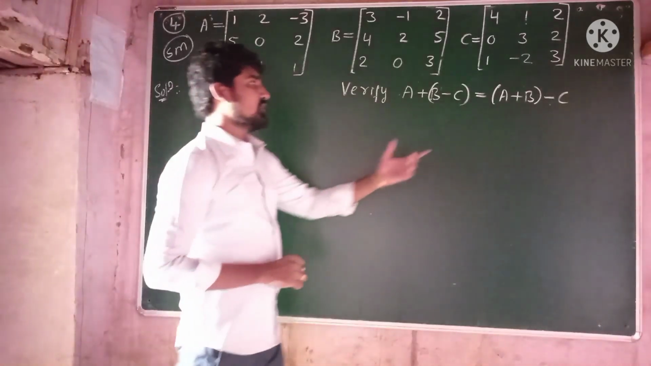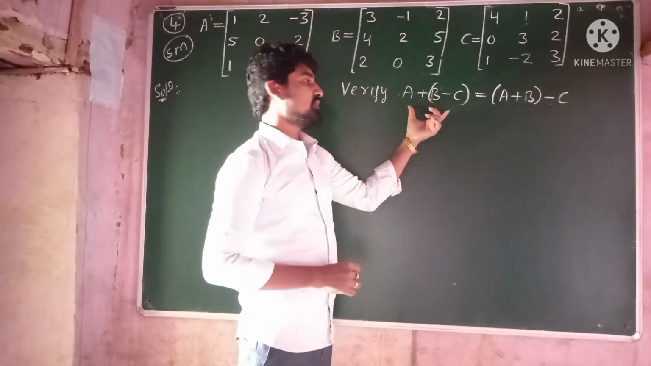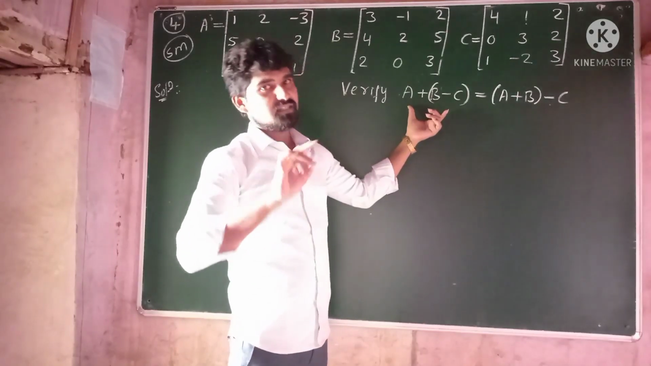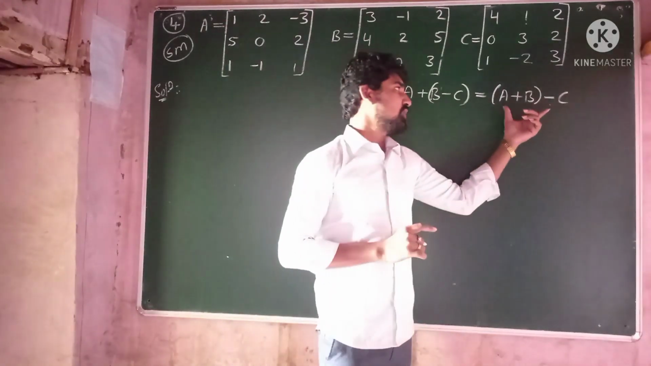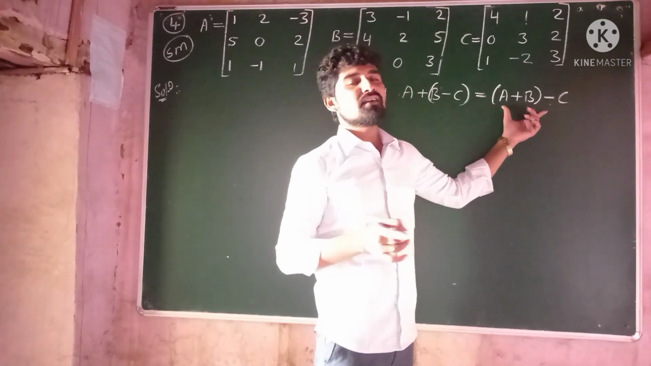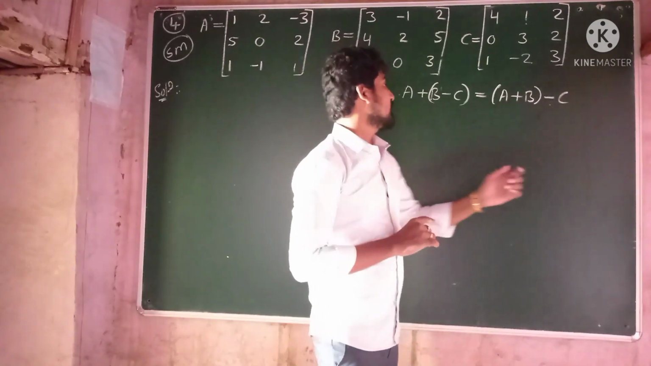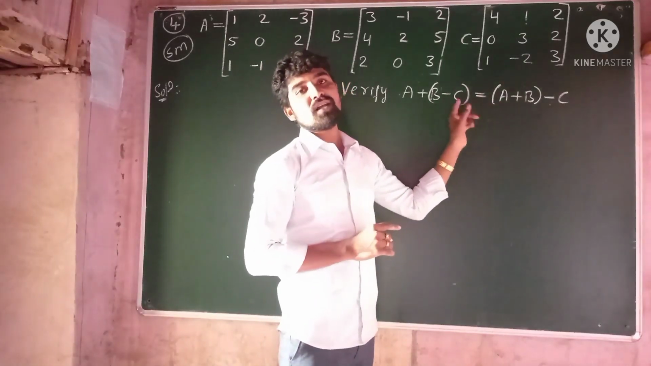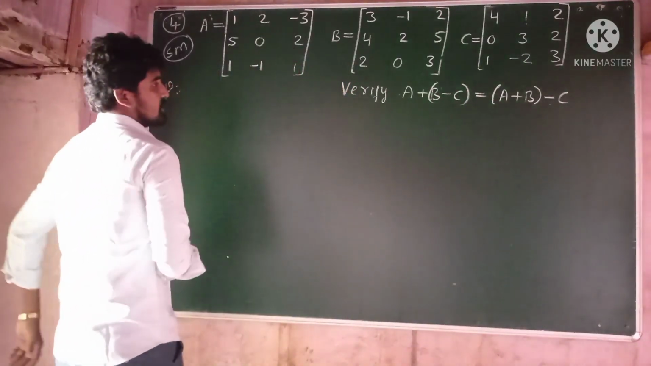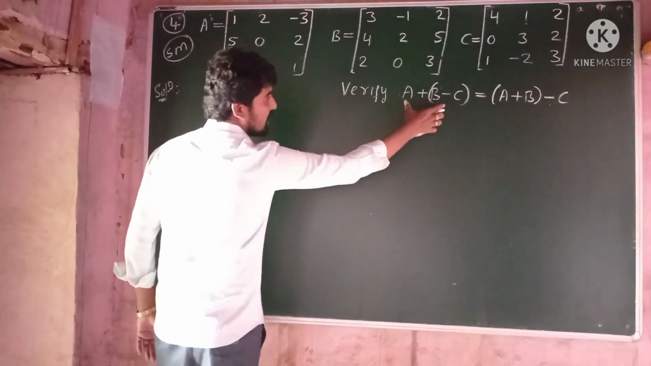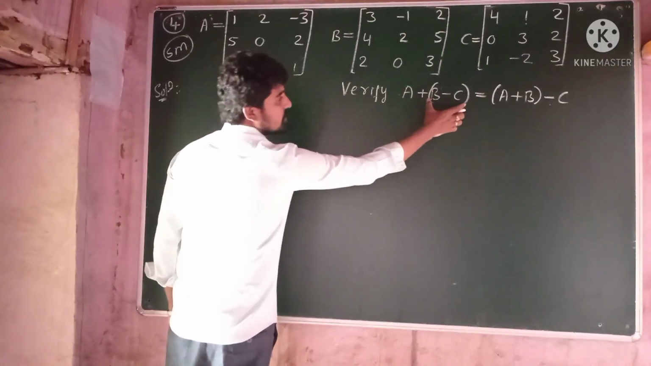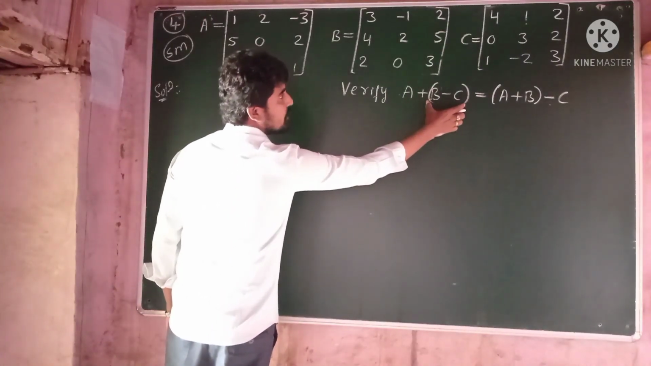To verify this given equation, first we need to find the value of LHS and call it equation number 1, and then we need to find the value of RHS and call it equation number 2. By comparing equations 1 and 2, we need to verify whether these two quantities are equal or not. So first we need to find the value of LHS. In LHS, first we need to find the B minus C matrix.